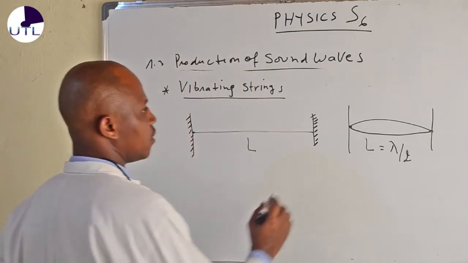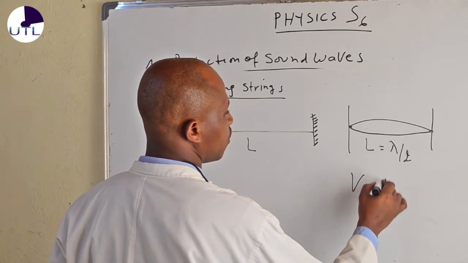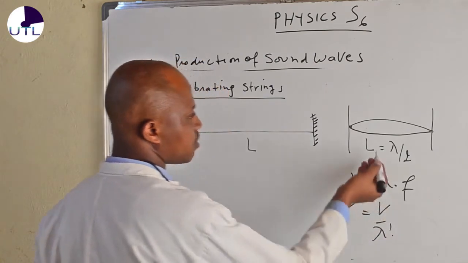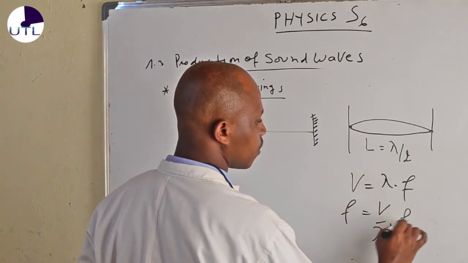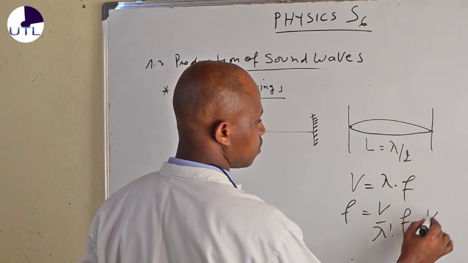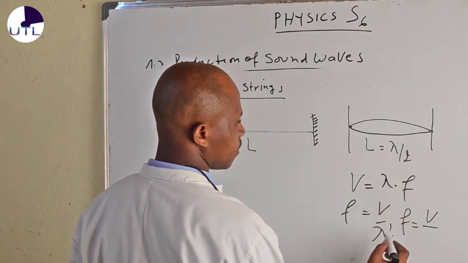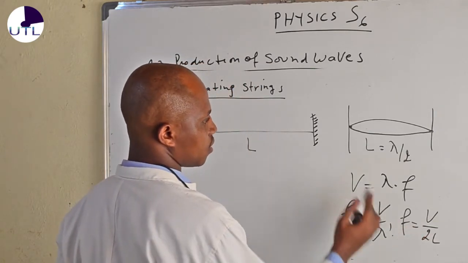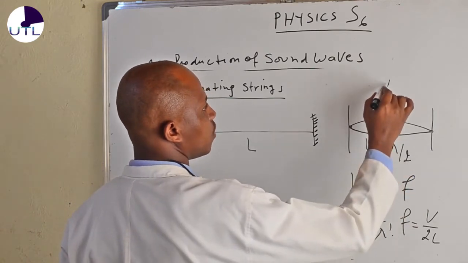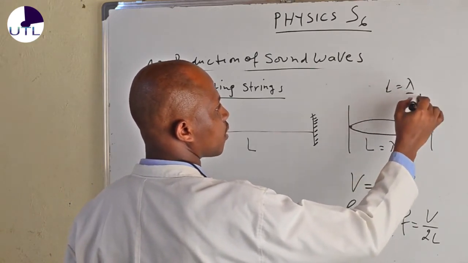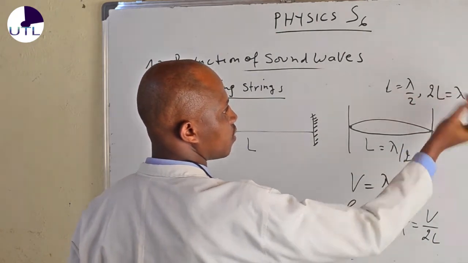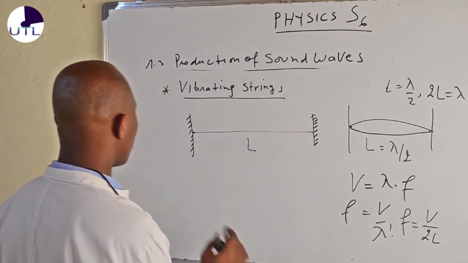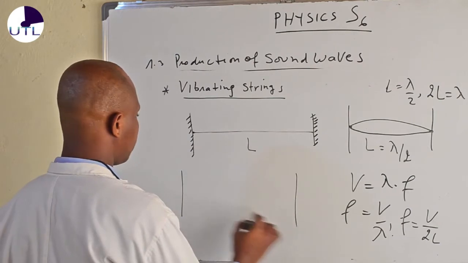Now, the speed is equal to wavelength times the frequency, so the frequency will be equal to V over wavelength. Replacing it here, we shall have frequency equal to V divided by the wavelength, that is 2 times length. Because remember that here we had length equal to wavelength divided by 2, cross multiplication, then 2 times the length is equal to the wavelength. Very simple, and we are familiar with this. Now, if we have another case, for example, this.